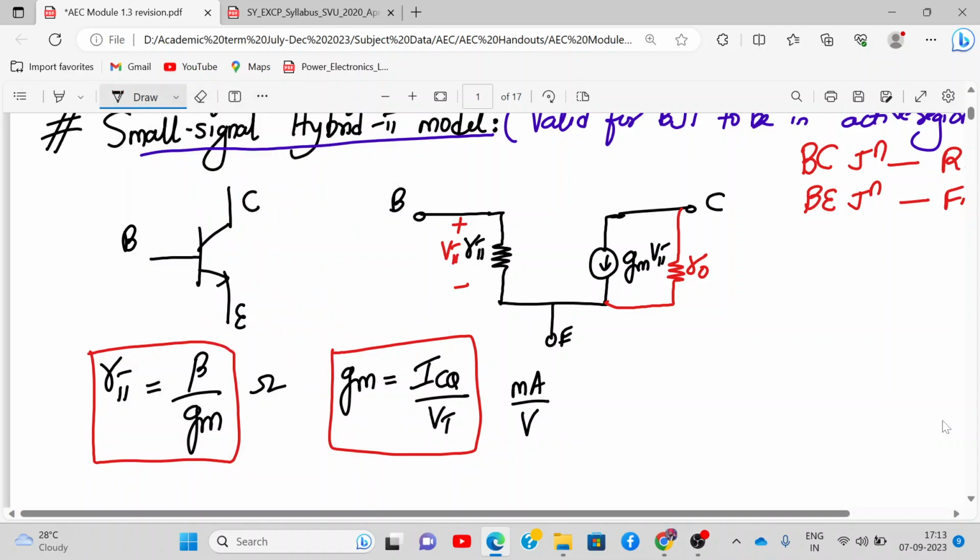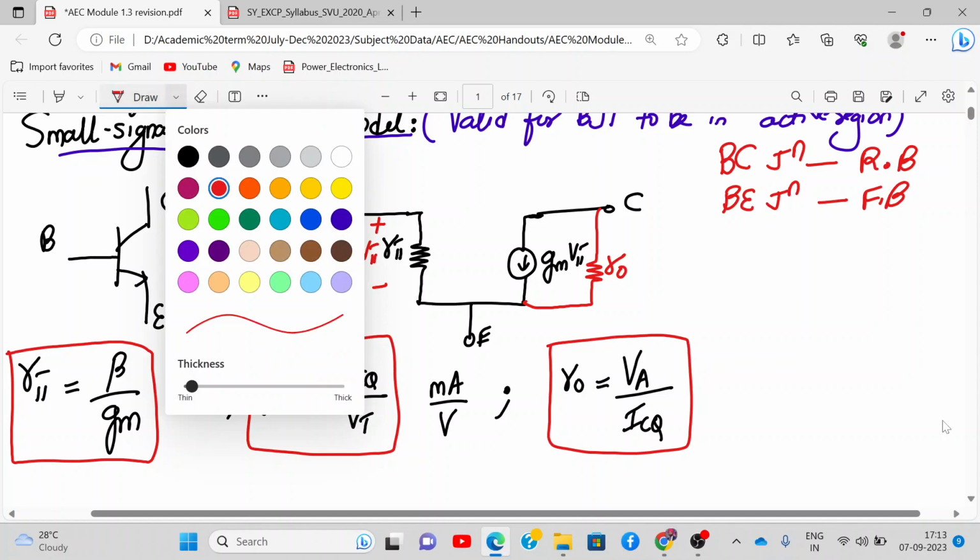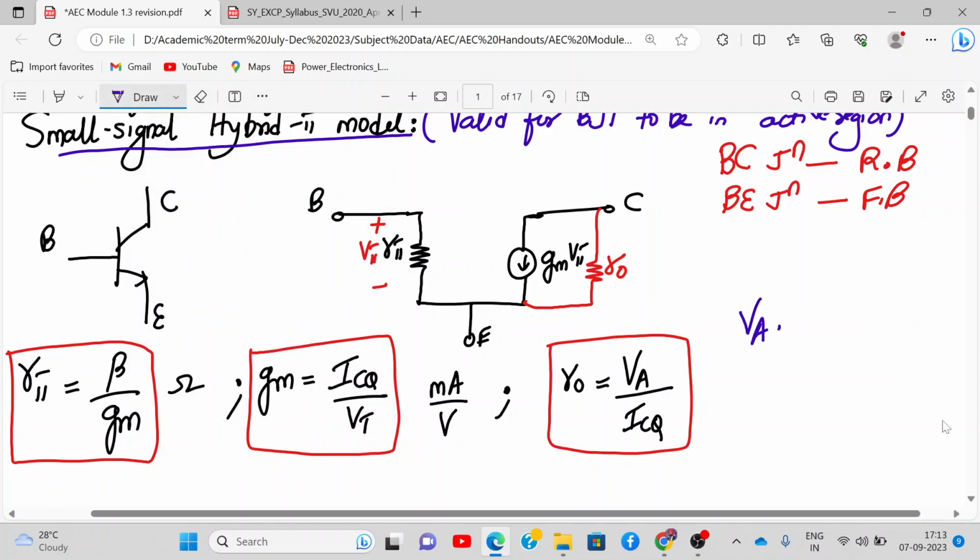Okay, and another formula is ro. So this is number one, two, and another formula is ro. Write it down. It's VA upon ICQ. And what is VA? Anyone knows? VA is called the early voltage. And what is VT called as? It's the thermal voltage. Its value is 26 millivolt at room temperature. Room temperature is 27 degrees Celsius.